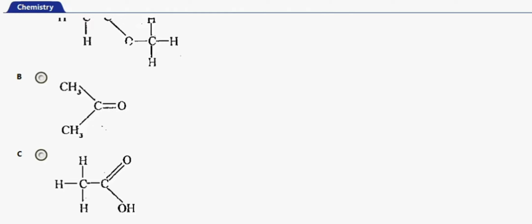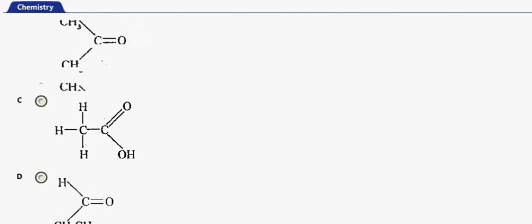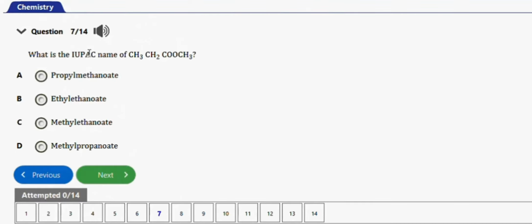All right, so the next question will be this one. It says, what is the IUPAC name of this? This will give us methyl, because we're having 1 atom of carbon after the second oxygen atom. So this will give us methyl propanoate. The right answer is option D. So that's how you name this, methyl propanoate.